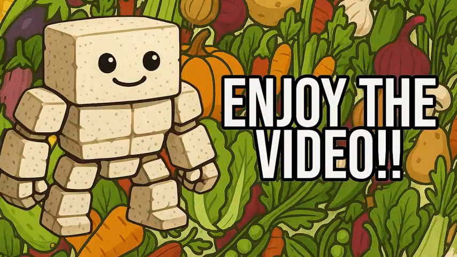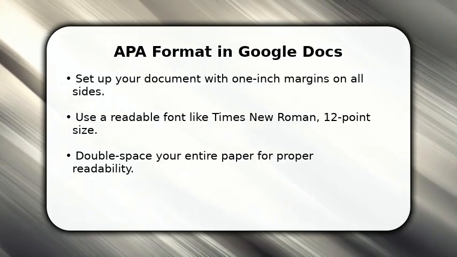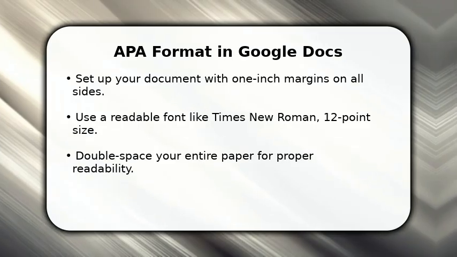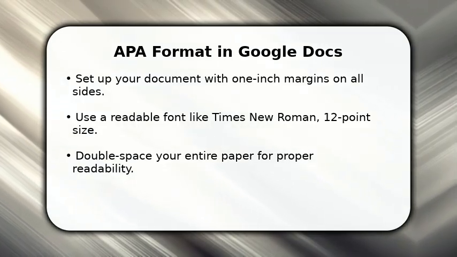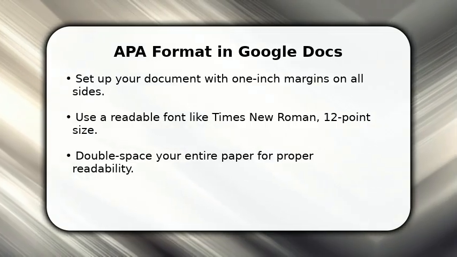Please enjoy the video. In this video, I will explain how to get APA format on Google Docs. First, open a new Google Docs document. Navigate to File, then Page Setup to adjust your margins to 1 inch on all sides.